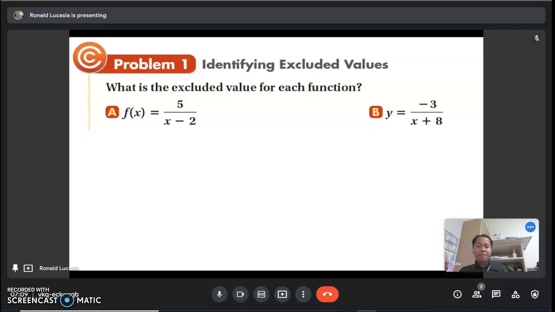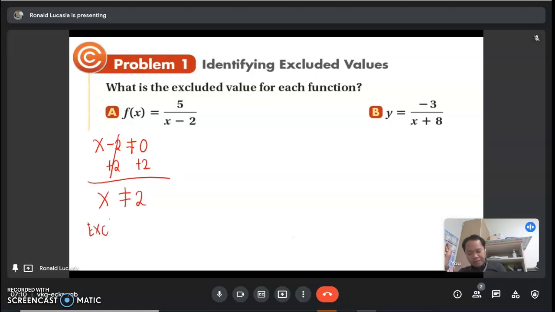For example, f of x is equal to 5 over x minus 2. What's the value of x that will make x minus 2 equal to 0? To solve that, x minus 2 is not equal to 0. Solve for x by adding 2 to both sides. So our x will be not equal to positive 2. So the excluded value is x not equal to positive 2.